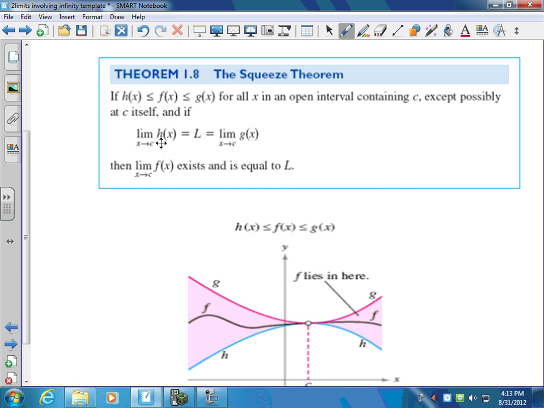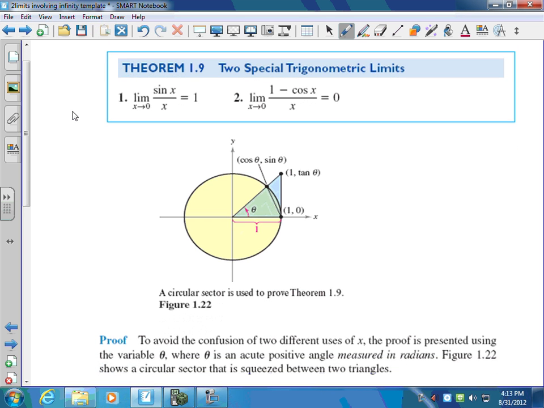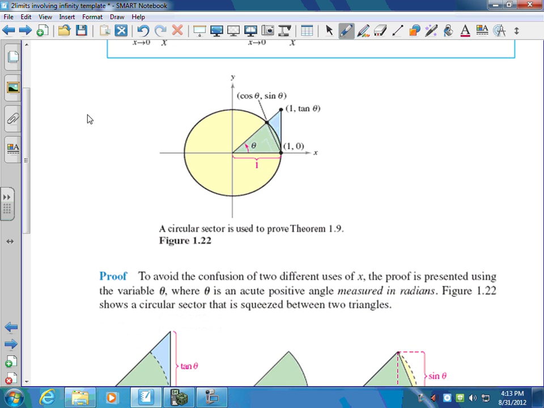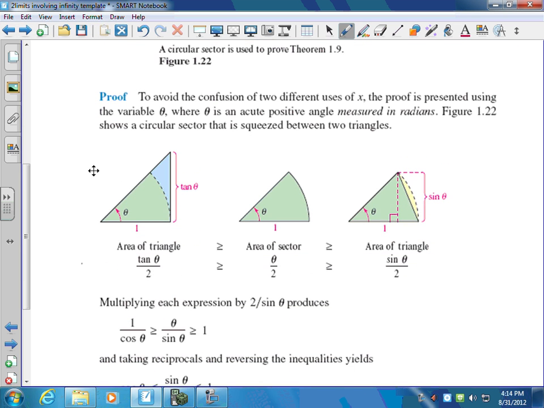Here is a statement of it. If h has a limit of L and g has a limit of L, so both of these are going to L, then the middle function must also have the limit of L. And the proof uses this. Basically, they establish an inequality, and to establish the inequality they're using the unit circle, so you may want to look at the details there.